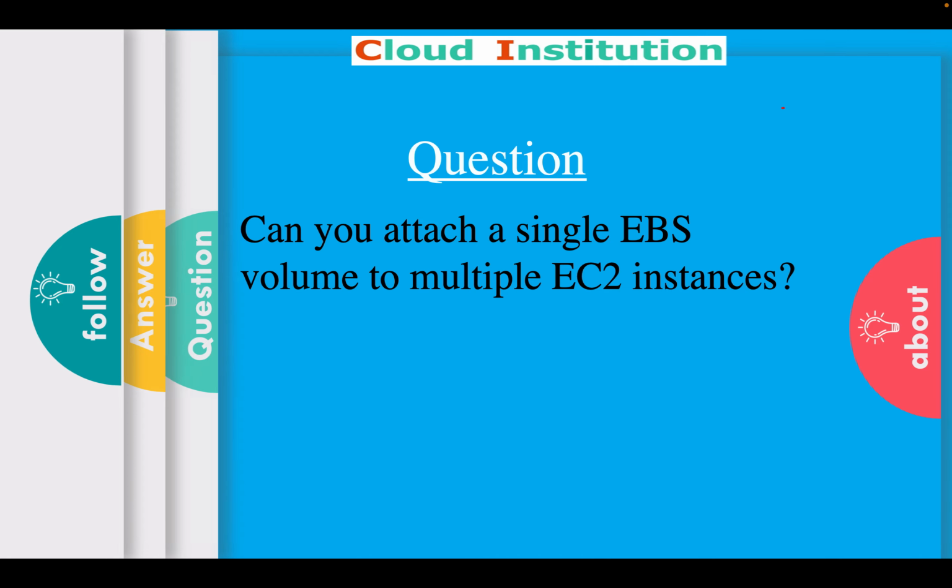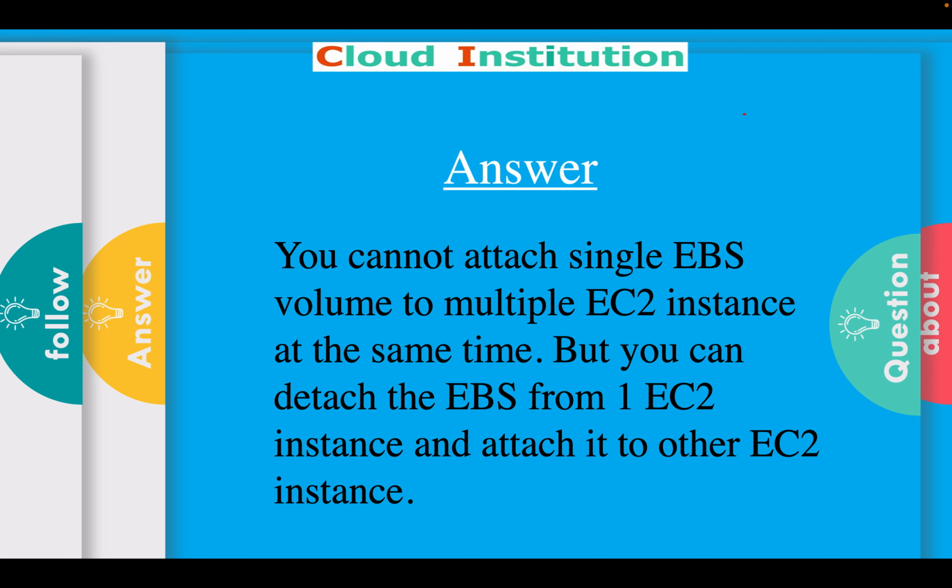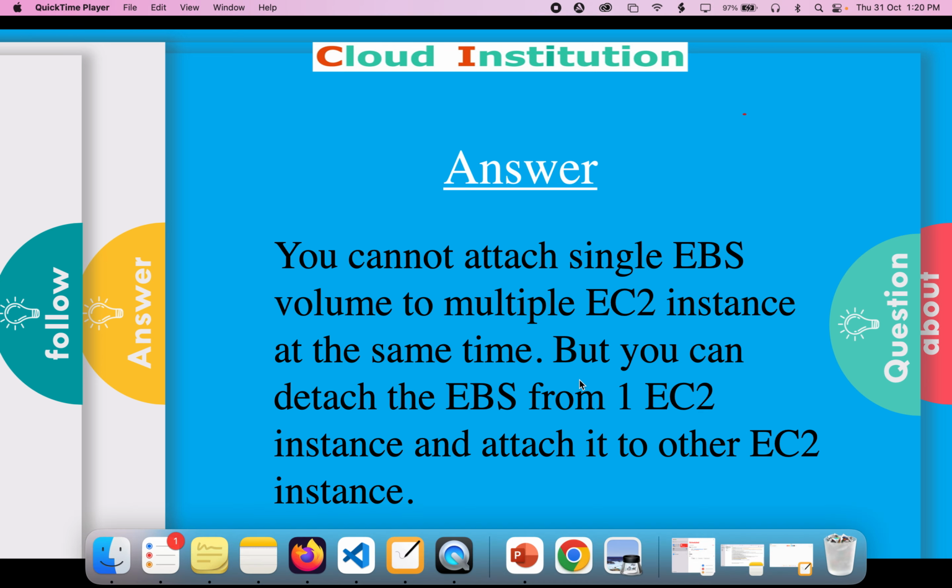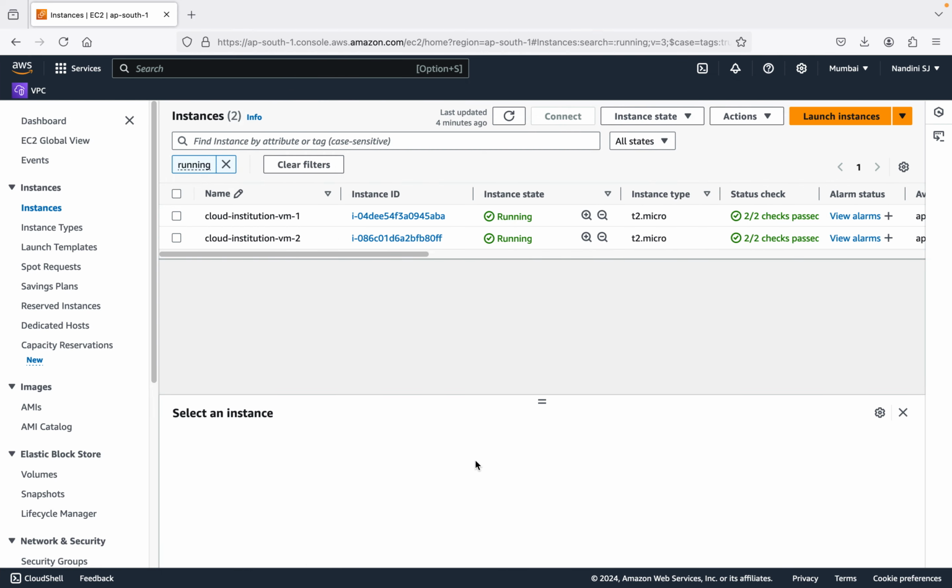So the answer is you cannot attach a single EBS volume to multiple EC2 instances at the same time. But you can detach the EBS volume from one instance and attach it to another EC2 instance. So that's the answer. We are going to see this in a demo.